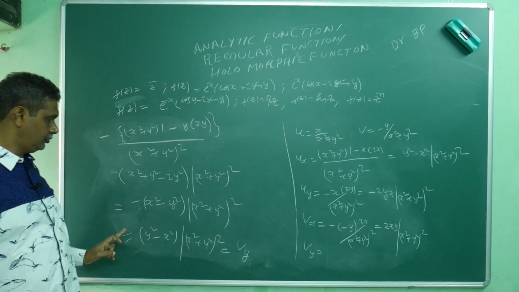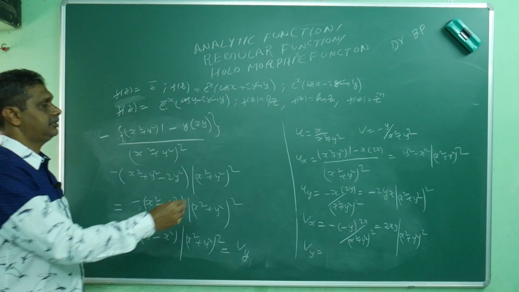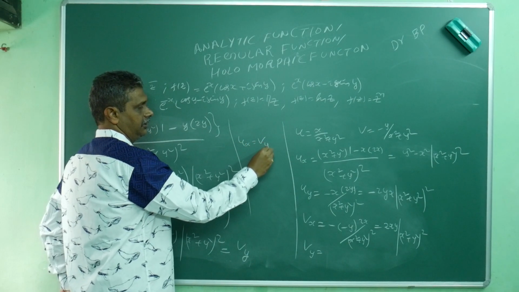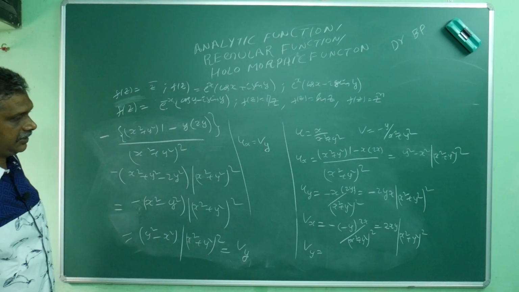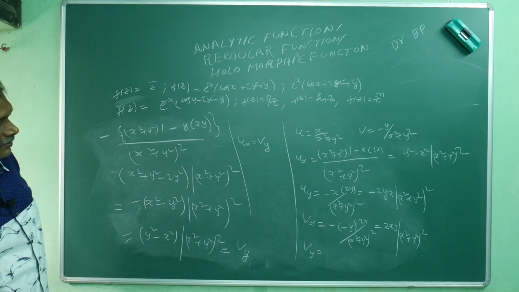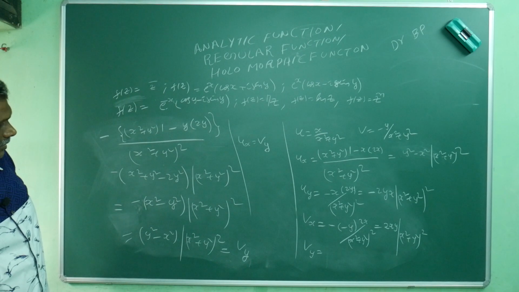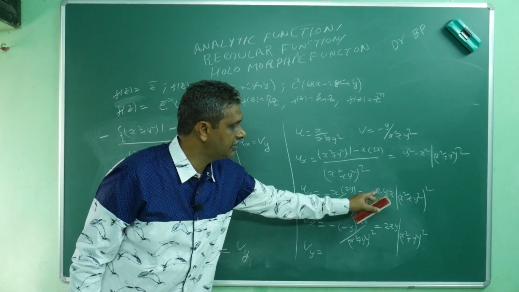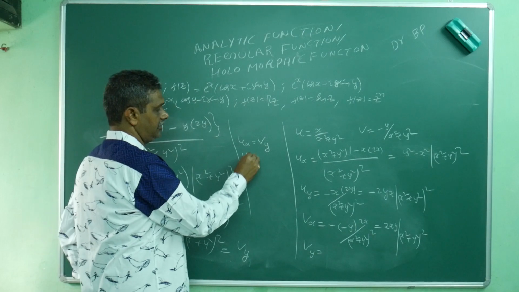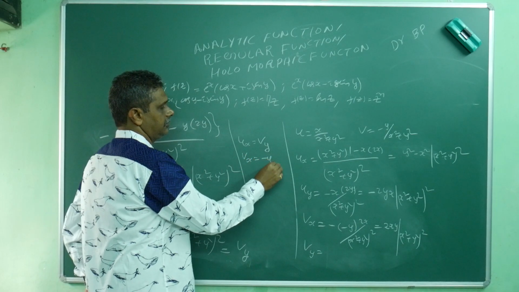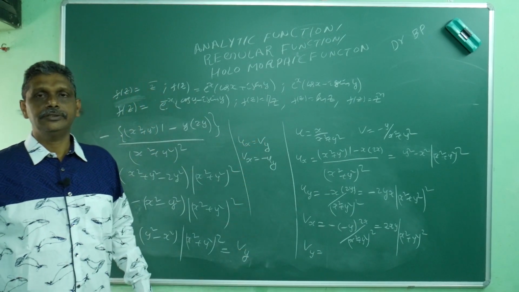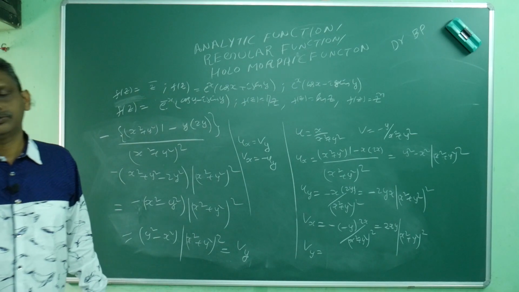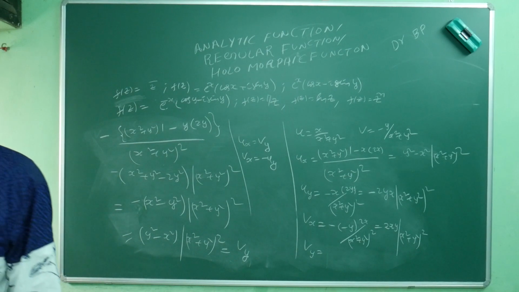What is my uy? Vy. Okay, ux is equal to vy. Then what is my vx? Minus 2x. And uy is equal to minus of minus, so vx is equal to uy. So satisfying CR equation. So given function is what? Analytic. That's it. Slowly you can do it and you will get the answer.